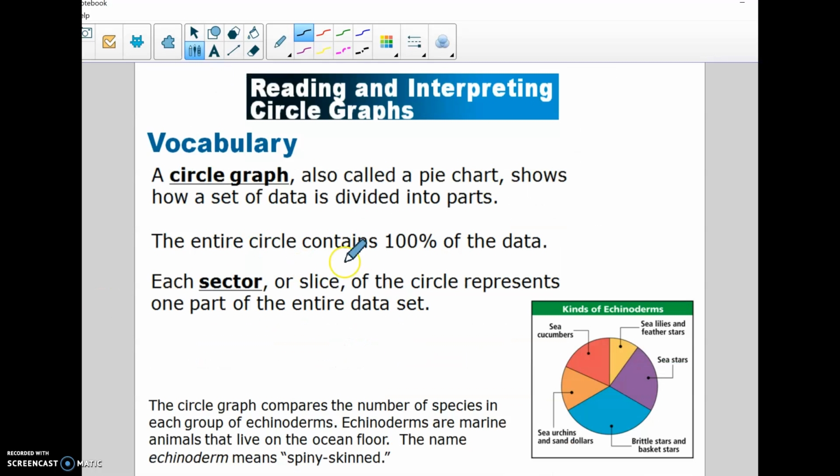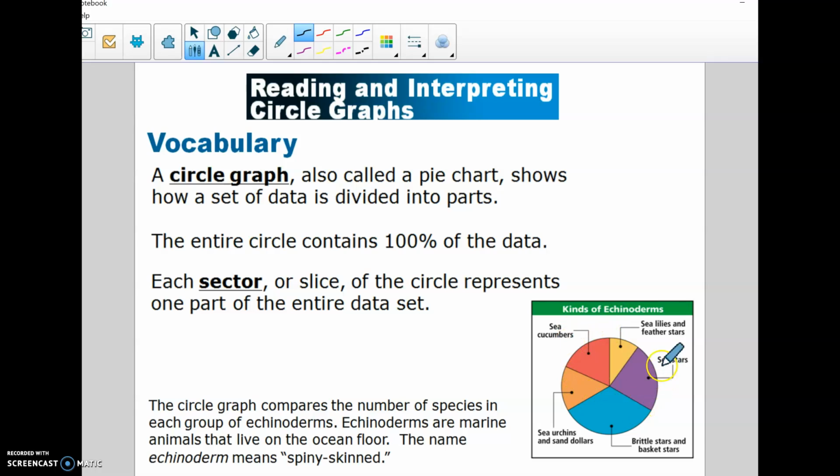A circle graph, also sometimes called a pie chart, shows how a set of data is divided into parts. A circle graph is best used to show how data compares parts to the whole. It shows how the data is broken up into parts, and the entire circle is 100% of the data. Each sector or slice represents one part of the entire data set.